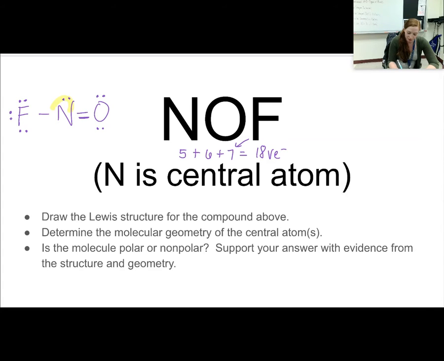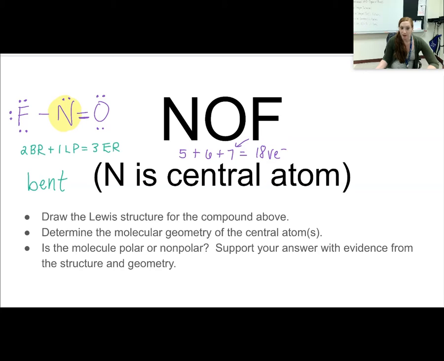So let's take a closer look at this nitrogen so we can determine our geometry. Okay, so this nitrogen is going to have 2 bonding regions. Okay, one single, one double bond. It also has one lone pair of electrons for a total of 3 electron regions. Okay, 3 electron regions, one of which is a lone pair, is going to give us a geometry that is bent. Okay.